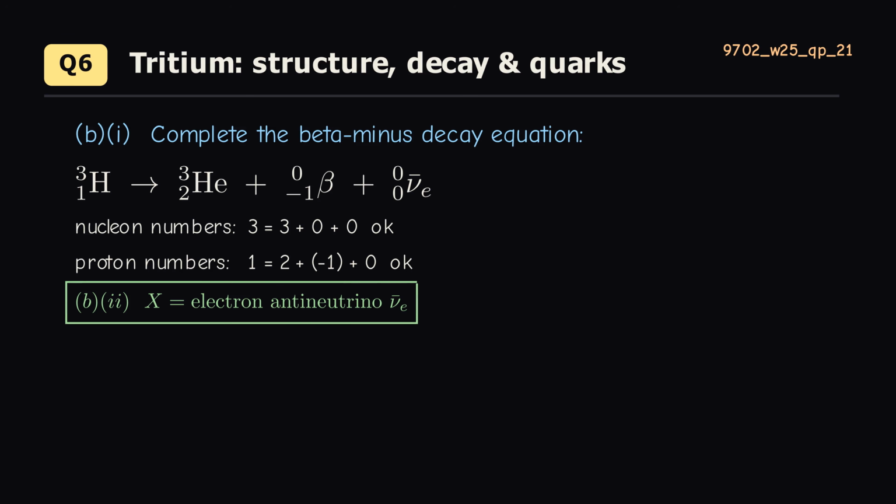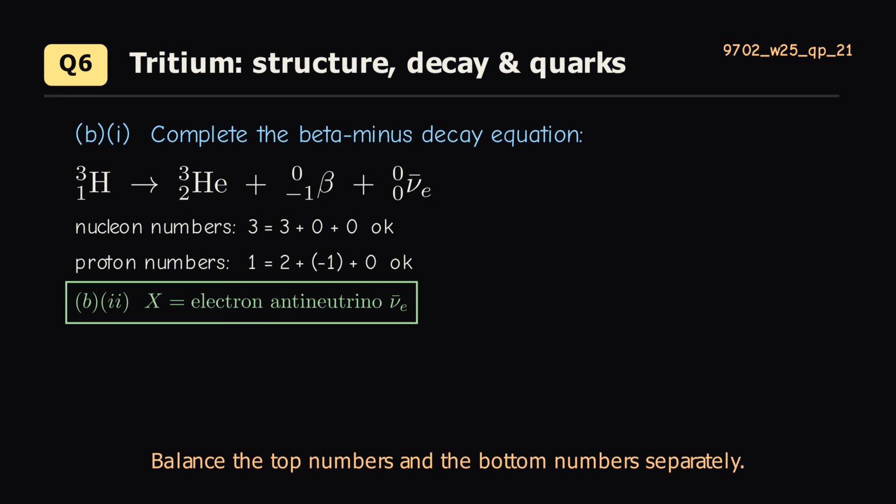Part B. Part 2. X is the electron antineutrino. Balance the top numbers and the bottom numbers separately.